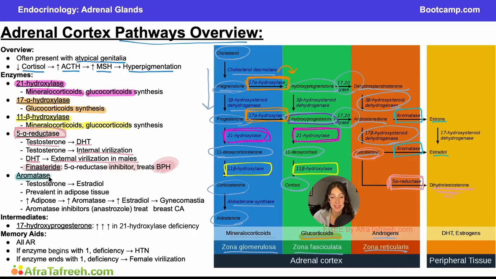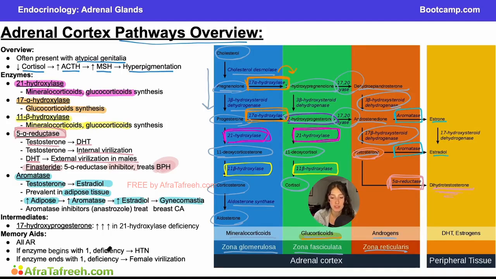And then lastly, for enzymes, we talked about aromatase. Aromatase is an enzyme found in the periphery. It converts testosterone to estradiol, prevalent in adipose tissue. So if you have more adipose tissue, then you may have more aromatase activity, which can lead to higher levels of estradiol and gynecomastia in male patients.